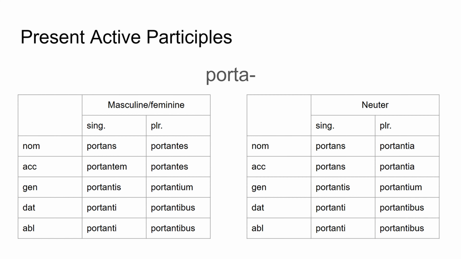Then I have my neuter endings. As you can see, they're quite similar to the masculine-feminine endings, but there are some differences, like the accusative singular being portans again, not portantem, and the nominative and accusative plural being portantia. Again, that's a bit like ingens. So just be careful, go and have a look back at my adjectives videos if you're not sure. Let's have a look at an example.